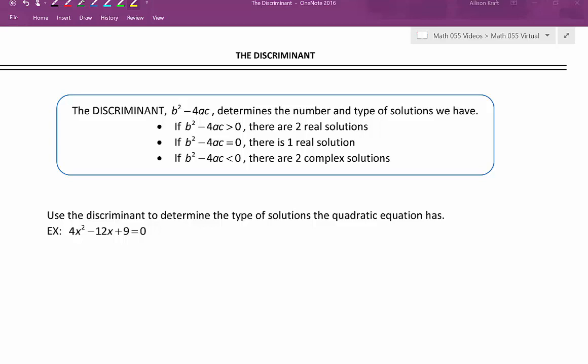This video discusses the discriminant. The discriminant, which is b squared minus 4ac, determines the number and type of solutions we have when solving a quadratic equation. B squared minus 4ac should sound familiar to you. It's part of the quadratic formula. It's the part, in fact, that is underneath of the radical.